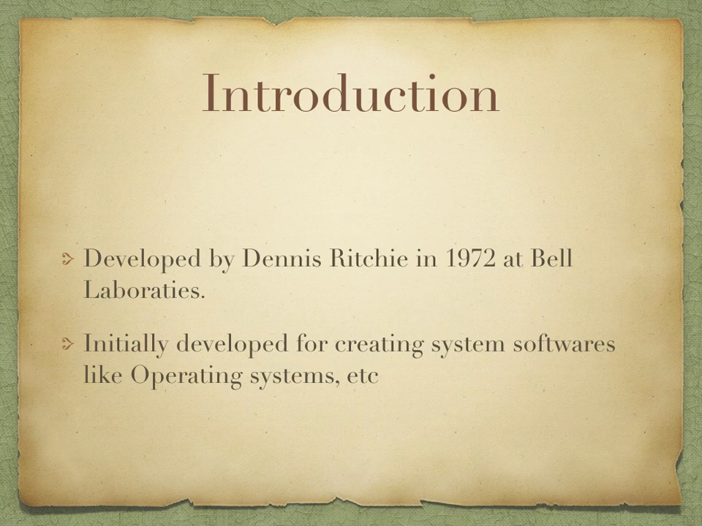C was first developed by Dennis Ritchie in the year 1972 at Bell Laboratories. We all know system software acts as an interface between the hardware of the computer and the user. So initially C was developed for creating these kinds of system software. Operating systems, for example, were developed using the C language initially.